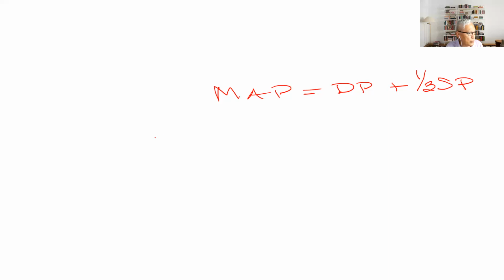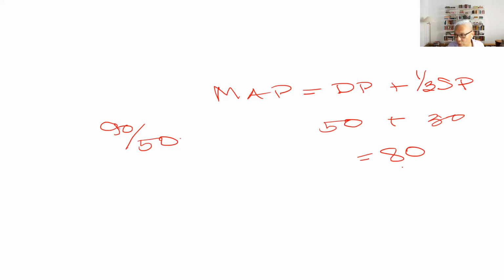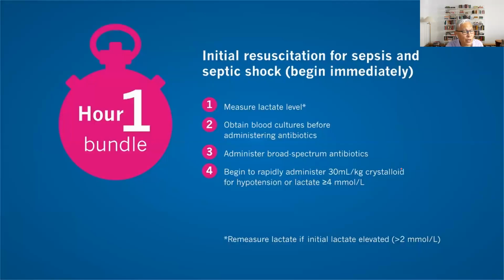So let's see if you could solve this one. Let's say that your blood pressure is 90/50, okay? So your diastolic pressure is 50, and your systolic pressure is 90. 1/3 of that would be 30. So your mean arterial pressure is 80. This is a good blood pressure. See, we are so used to looking at the systolic and diastolic pressures when in fact the mean arterial pressure is much better to assess circulation.